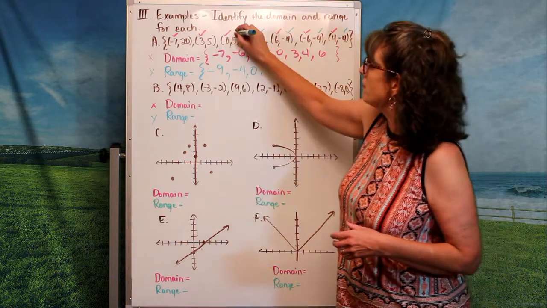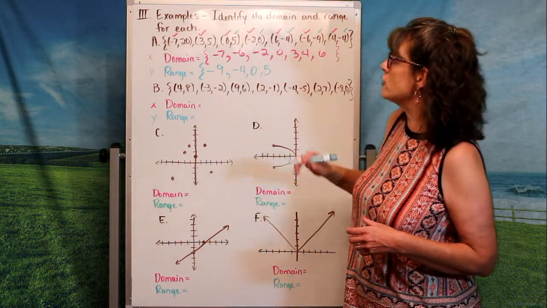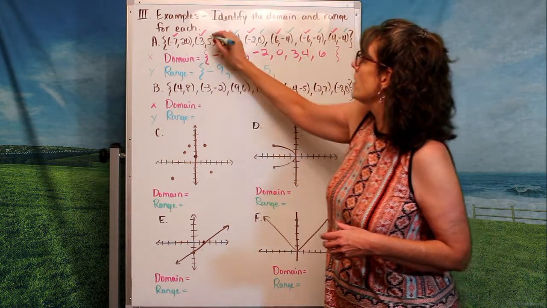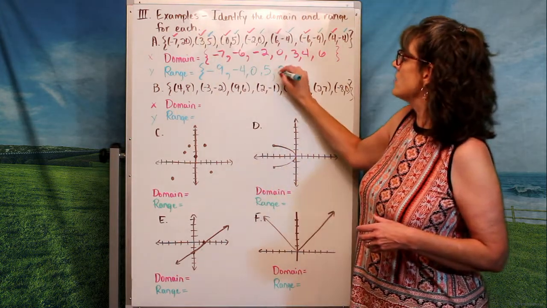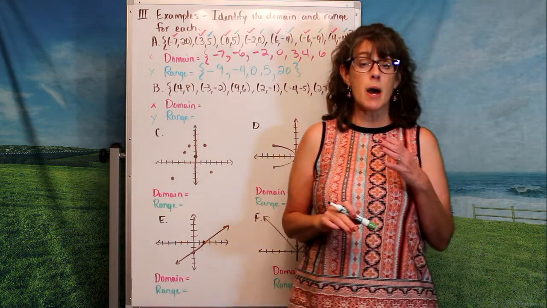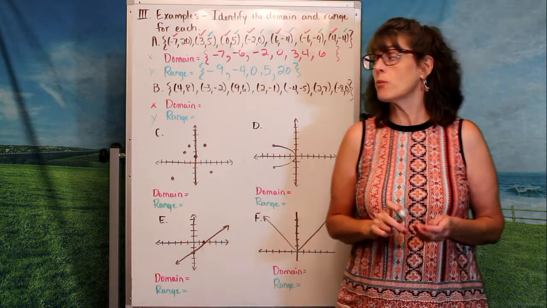After that would be a 5, and notice again the 5 shows up twice. I'm only going to list it once as well. And now the next highest value is going to be a 20. So here are all of my y values, so that's going to be my range.